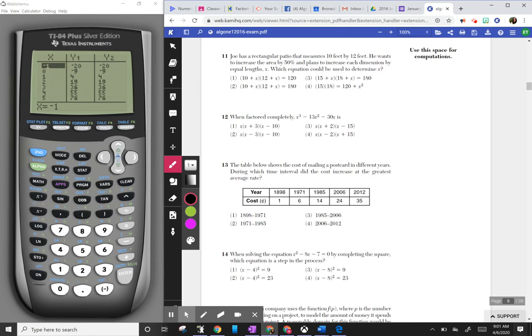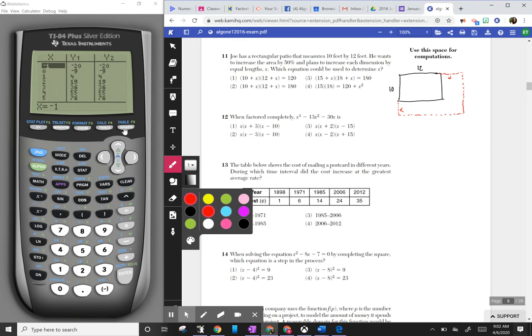Okay, question 11. Joe has a rectangular patio that measures 10 feet by 12 feet. I'm just going to start drawing that because that helps me. So that's not really going to be a good diagram. So 12 by 10. Great. He wants to increase the area by 50% and plans to increase each dimension by equal lengths x. So I'm increasing each side by a value of x that we don't know yet. And I'm just drawing, okay? So that would be like the new patio. Which equation could be used to determine x?